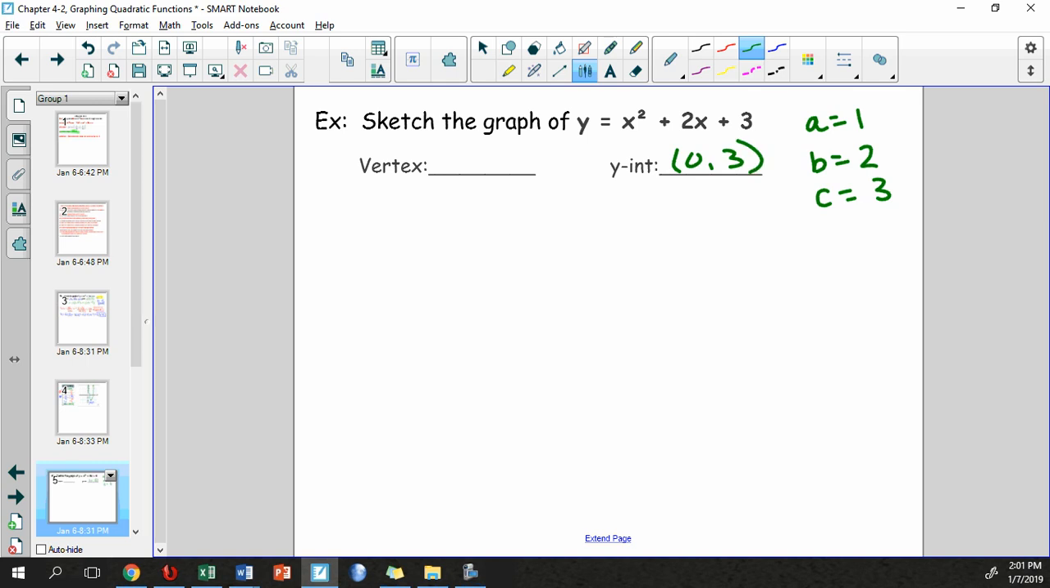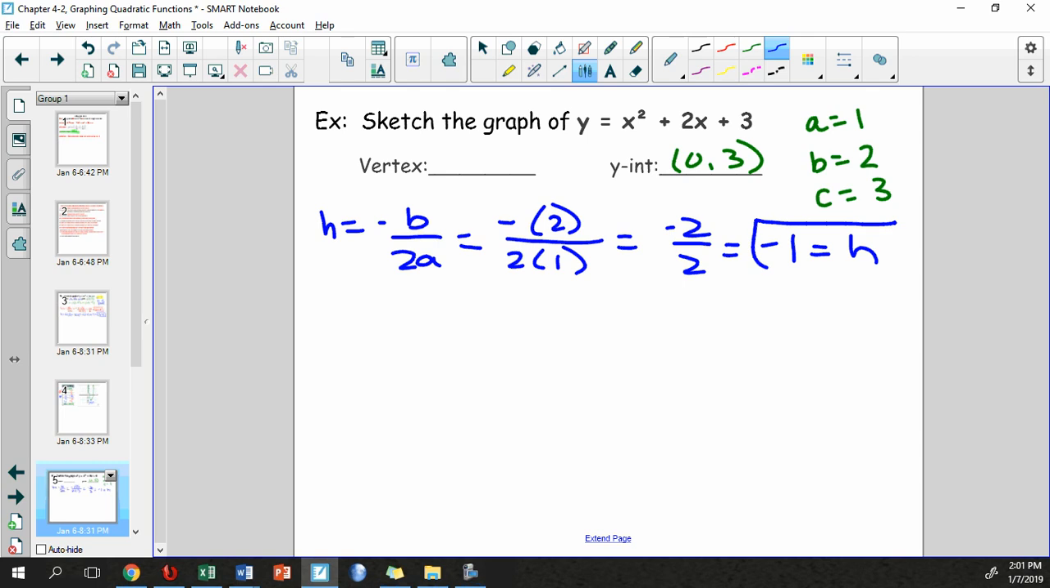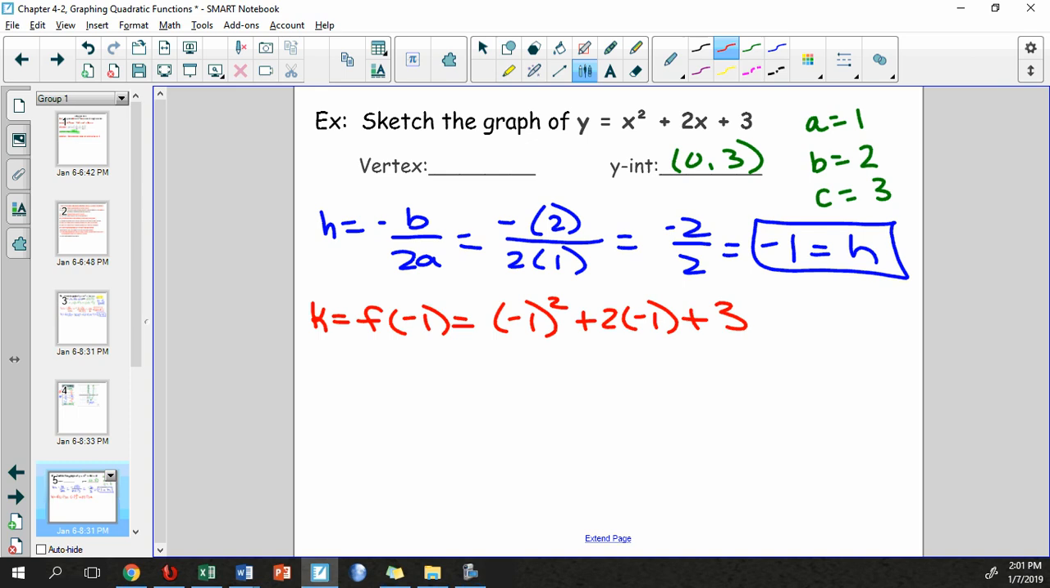What's the next thing I should find? H. How do I find H? Negative B over 2A. So this is a negative times a 2 over 2 times a 1. Negative 2 over 2, which gives me a -1 as my H. Correct? So I found H. How do I find K? Plug it back in. So K is going to be F at -1. So that is going to be a -1 in parentheses squared plus 2 times a -1 plus a 3.